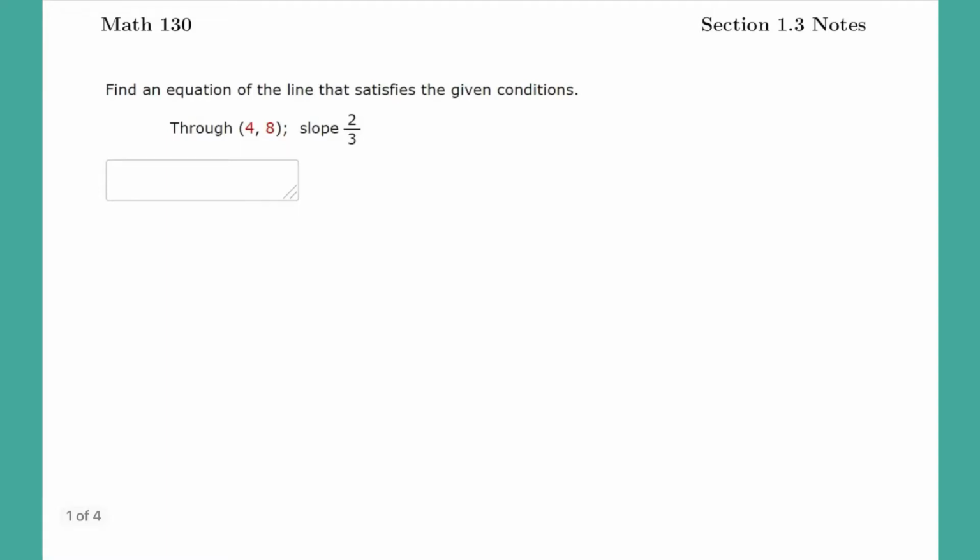Hey class, this is section 1.3. Alright, in this section we're going to talk about linear equations.